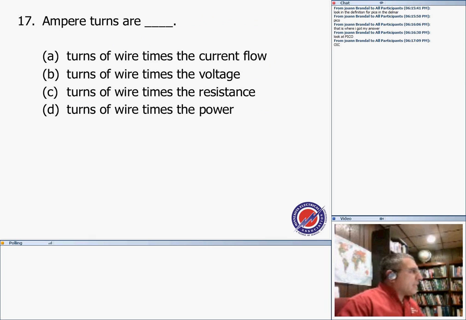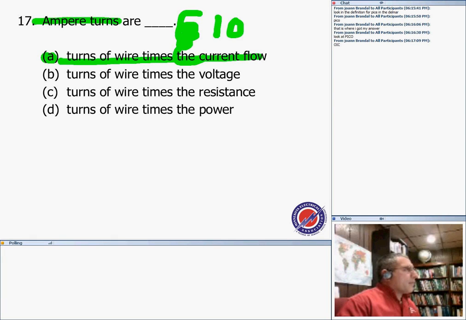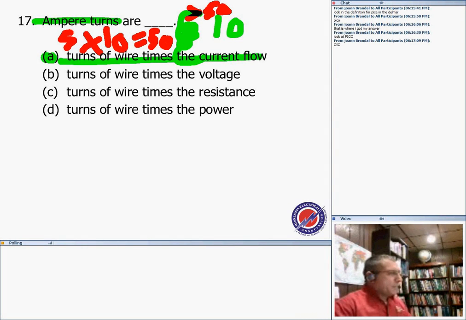Amp turns: the answer for number 17 is A, the turns of the wire times the current. Turns is the number of turns. So here's a coil, for example. This coil has 10 turns, and the amount of current going through it is 5 amps. So this is 5 times 10, and this coil has 50 amp turns. And that will indicate how powerful the coil is.